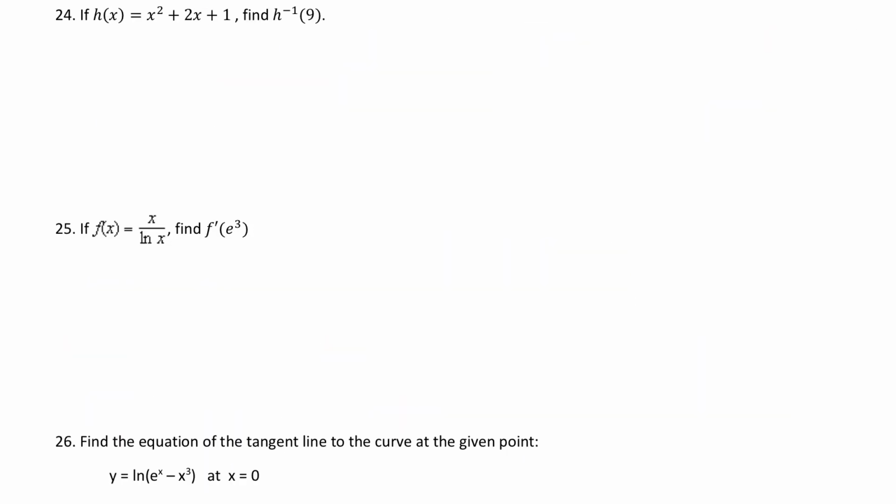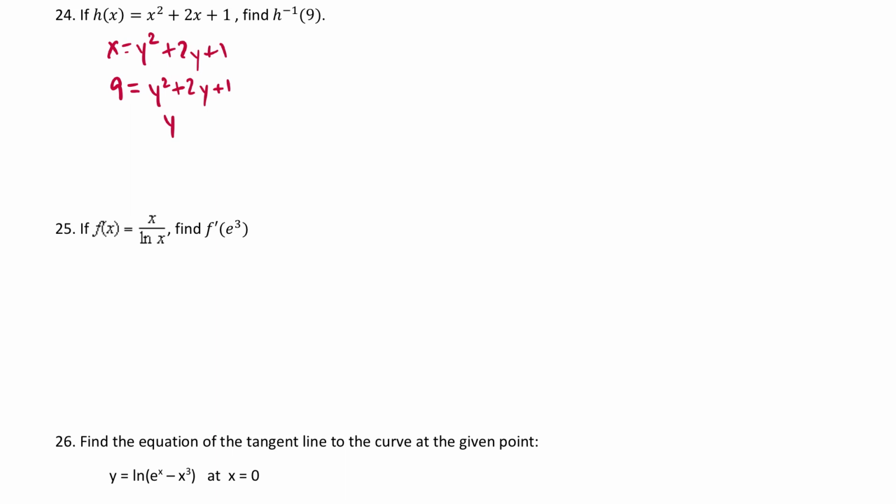And now we are on our last page here. We just have a few more questions. So here it's asking for the inverse of 9. So I simply switch out the x and y's. I get y squared plus 2y plus 1. And I need the inverse of 9, so that means 9 will equal this y squared plus 2y plus 1.